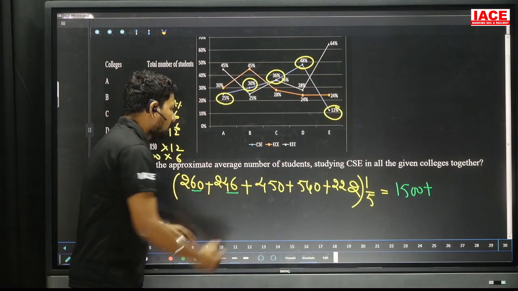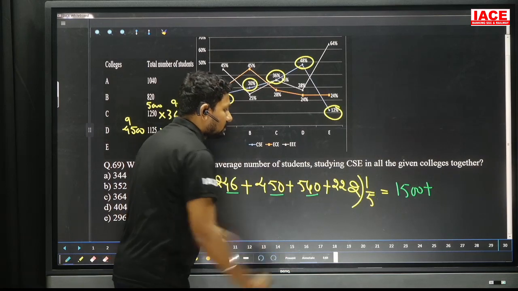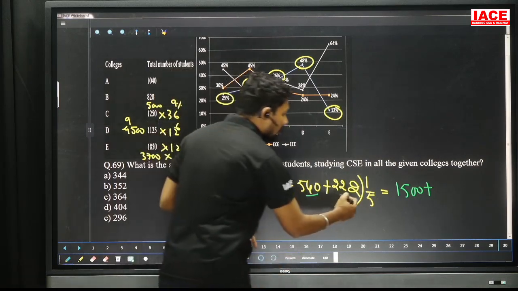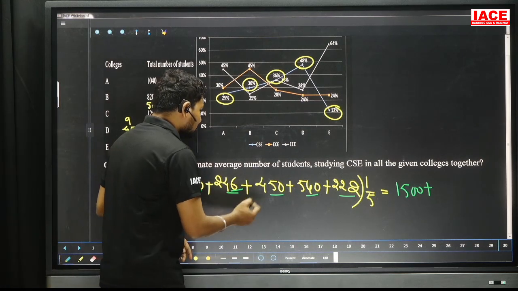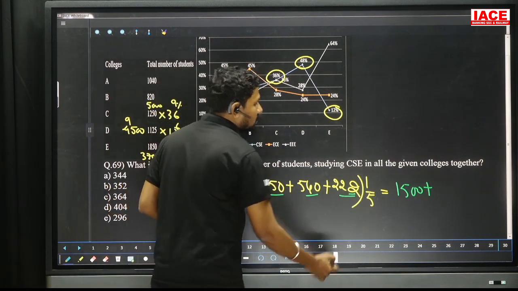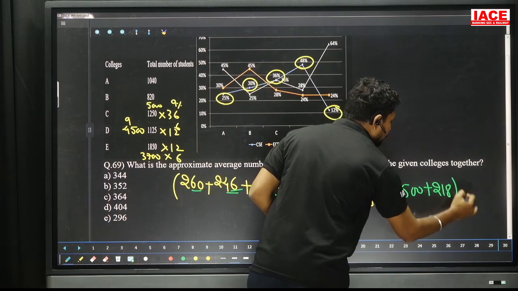60 plus 40, it is 100. 100 plus 50, 150. 150 plus 40, it is 190. 190 plus 20, 210. 210 plus 6, 216. 216 plus 2, 218. 218 by 1 by 5.